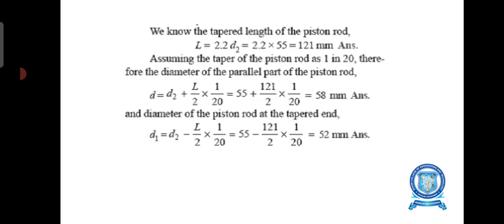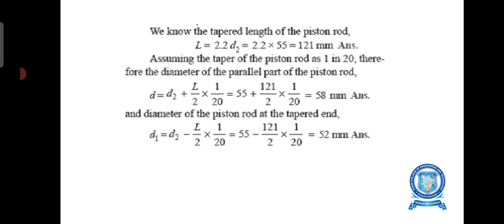So we know that the tapered length of the piston rod, capital L, equal to 2.2 D2. So 2.2 into 55 gives length L equal to 121 millimeter. Assuming that the taper of piston rod is 1 in 20, the diameter of the parallel part of the piston rod D equal to D2 plus L by 2 into 1 by 20, equal to 55 plus 121 divided by 2 into 1 divided by 20, that is D equal to 58 millimeter.